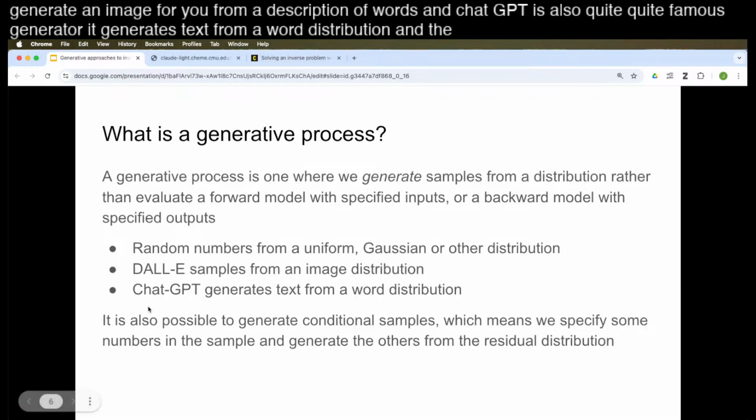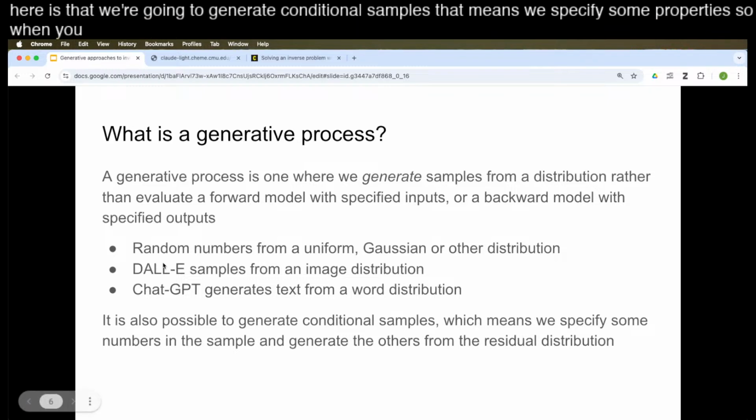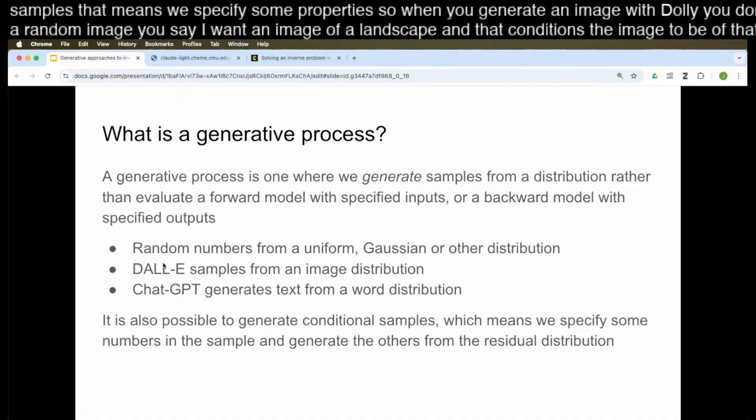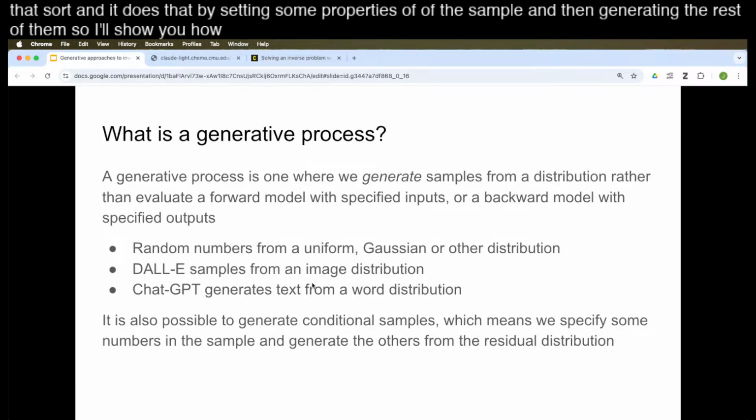And the critical idea I'm going to introduce here is that we're going to generate conditional samples. That means we specify some properties. So when you generate an image with DALL-E, you don't get a random image. You say, I want an image of a landscape. And that conditions the image to be of that sort. And it does that by setting some properties of the sample and then generating the rest of them. So I'll show you how that works in a little bit.